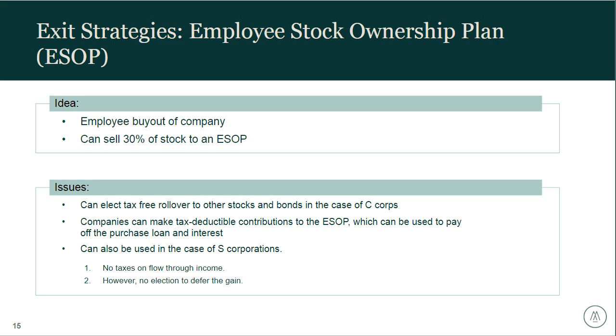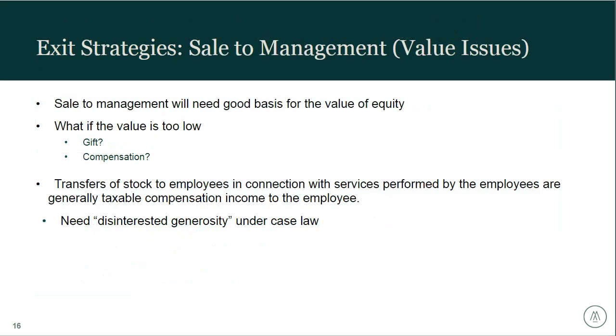Okay, so let's go on to the next one. This is related to the value one, and not just for ESOPs but in general, something that has come up a few times. In a sale to management, often what comes up is: what's the value of the company? If there's some sort of discount, this is where you get into trouble. If the value is too low, the IRS is going to automatically think it's a gift or compensation.